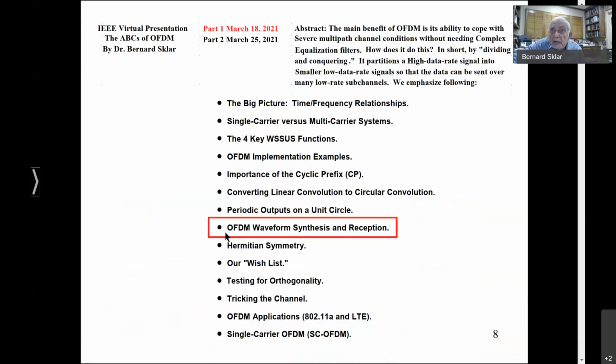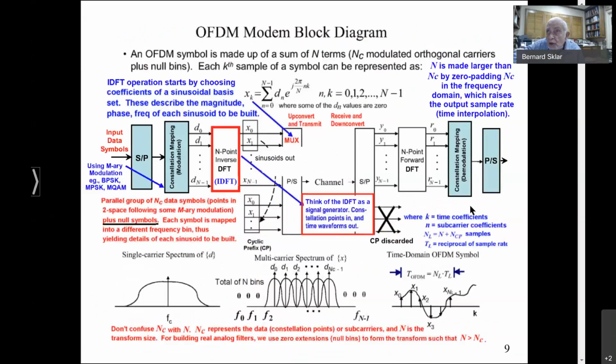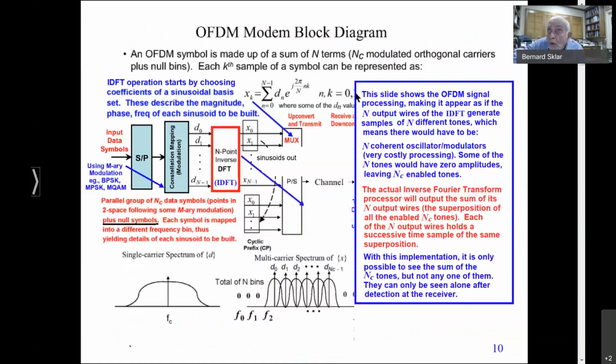Talking about OFDM waveform synthesis and reception, we showed this block diagram last week. We're not going to repeat it. What we had were some words about not really seeing individual time functions out of this inverse DFT, but having a fast Fourier transform going for us. Well, I modify those words, and that pertains to last week's words as well. This is the correction: it doesn't have to be an FFT. Any inverse Fourier transform will really give us the superposition. That's what the Fourier transform does, the superposition of all of those time waveforms.